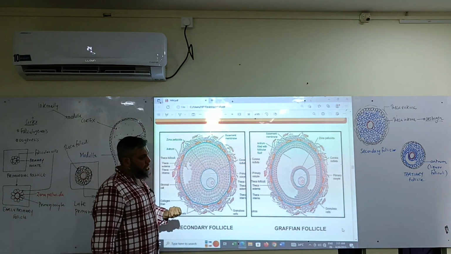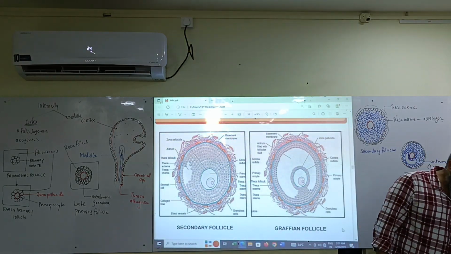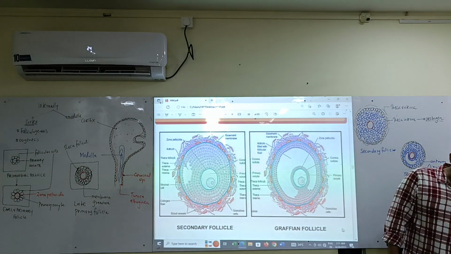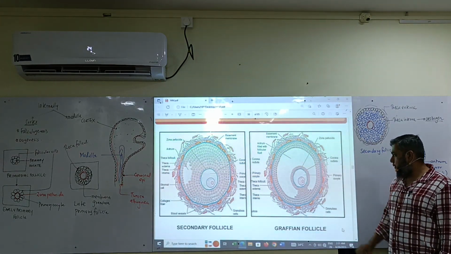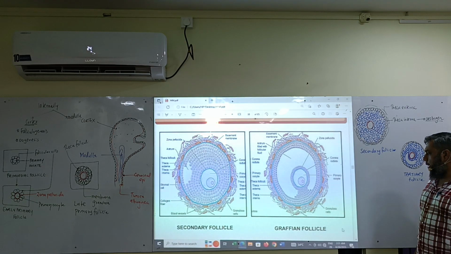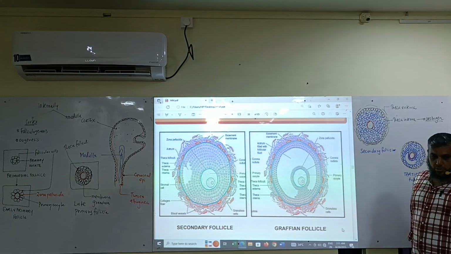Now look at the size of the antrum. Can I say, Joshi, the size of the antrum has reduced? No. So the size of the antrum has increased. What is my point? The size of the antrum has increased.